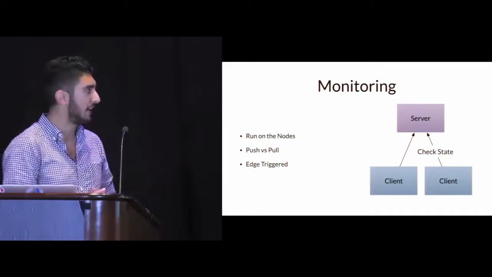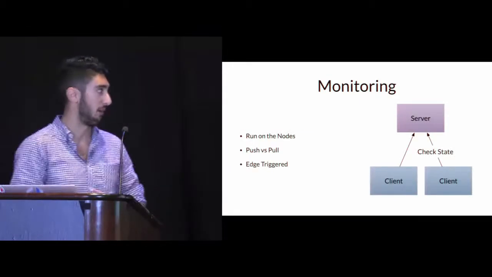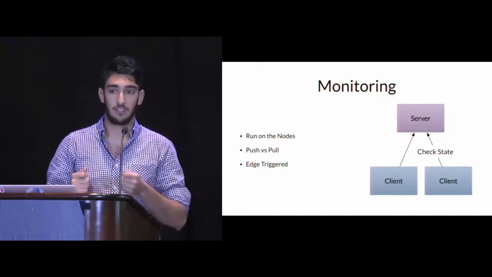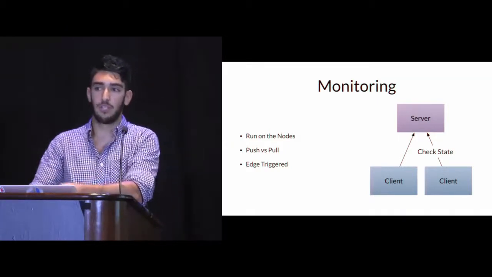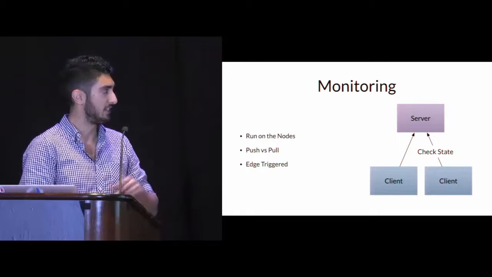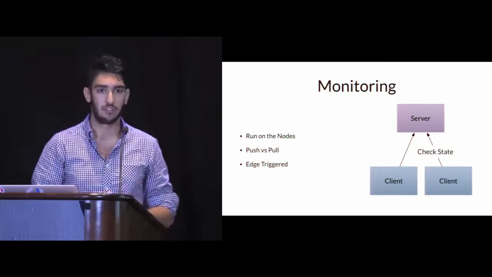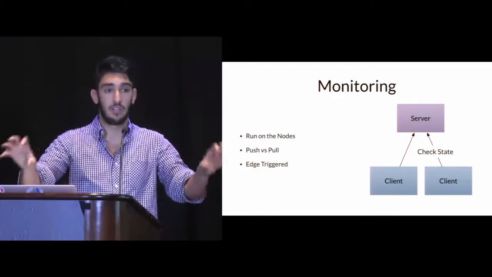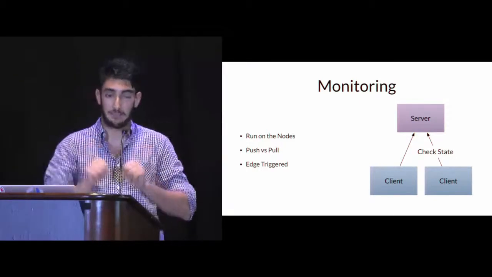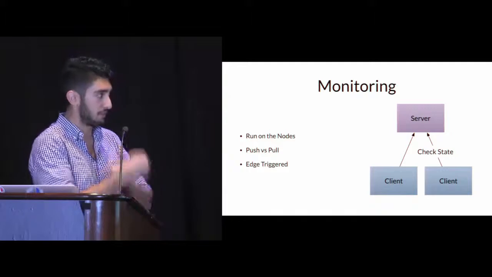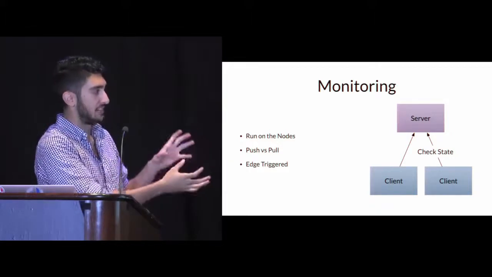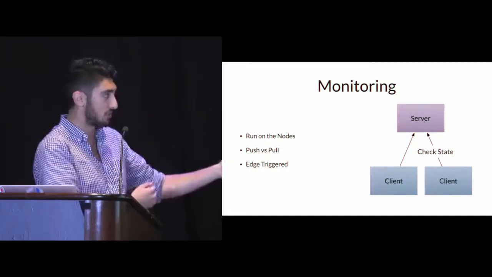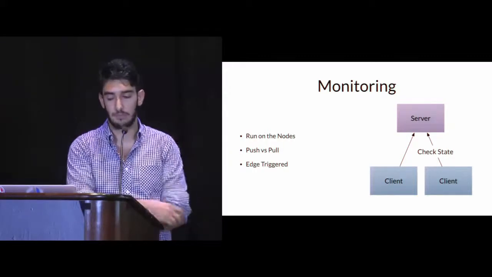So to that end, we take a different approach when it comes to monitoring. We run the checks directly on the end nodes, so the split is push versus pull. Nagios uses a pull model, which will SSH into all of your servers, run the checks, and then pull the status back in. Consul flips it around and does it the other way. The clients actually run the checks and then push their state information into the servers.